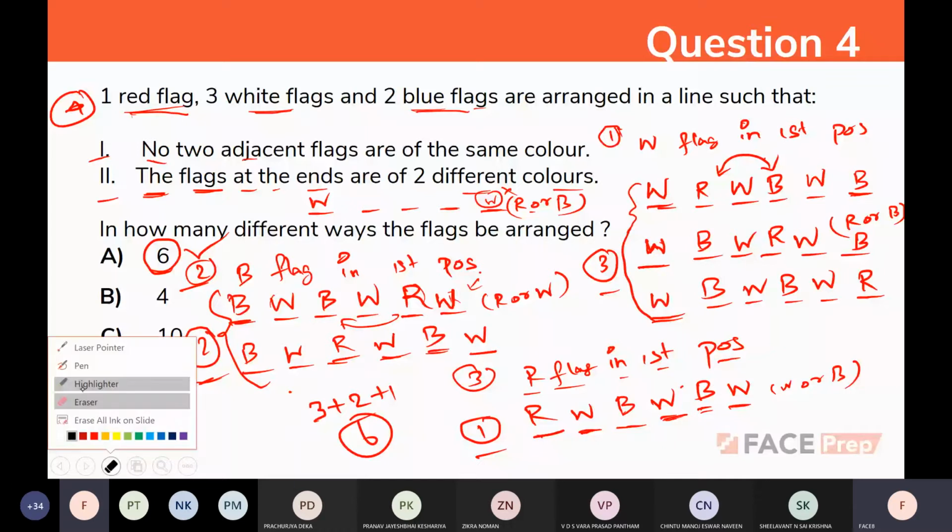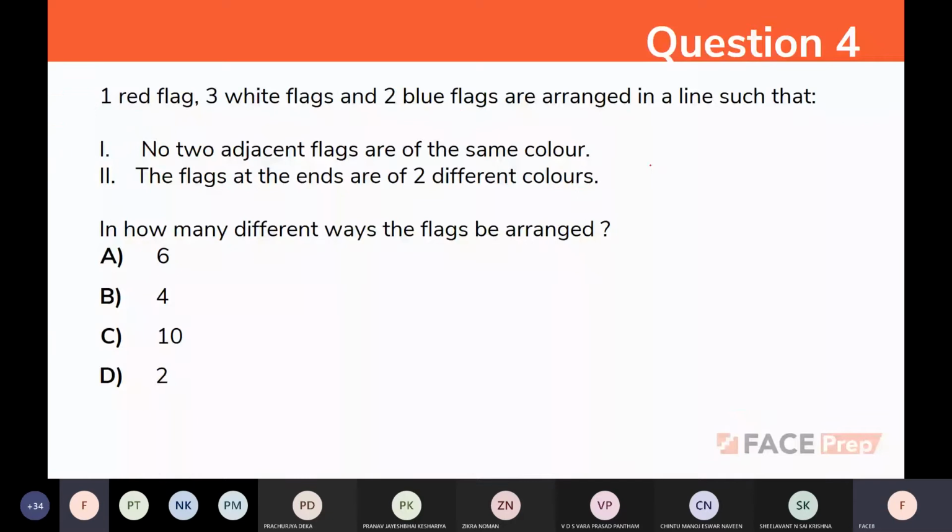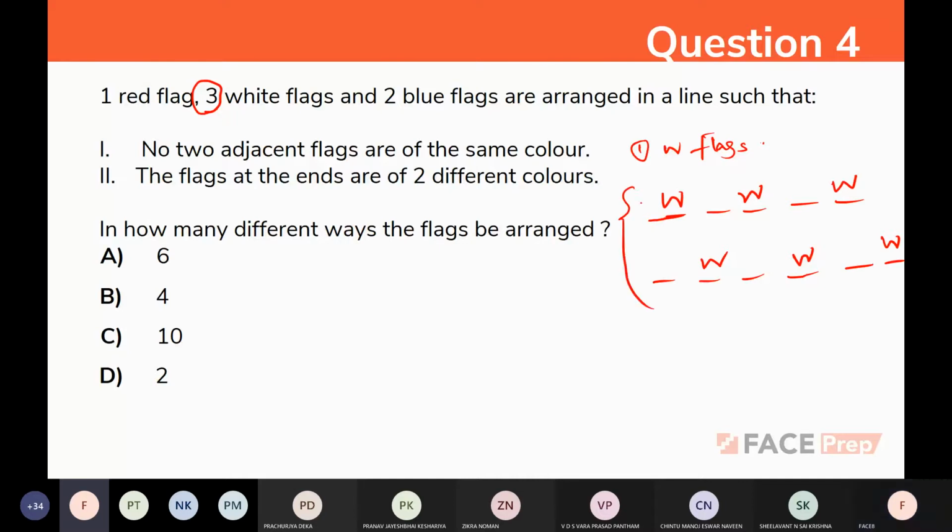So there is another method also. We have white. First we can arrange white and find the possible ways for white flags. There will be only two arrangements for white because white has three flags, which is the highest number, and we can arrange white like this. So these two are the only possible ways for arranging white. That's what we have seen in the first method also.